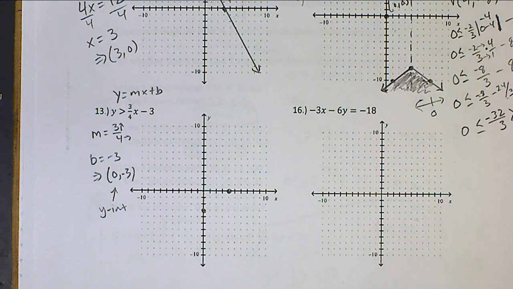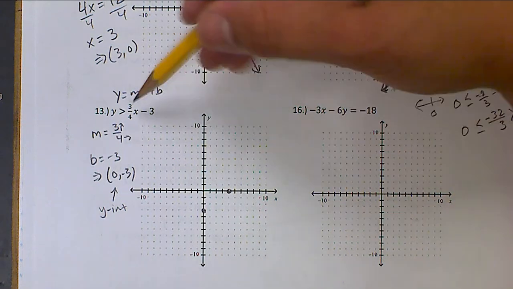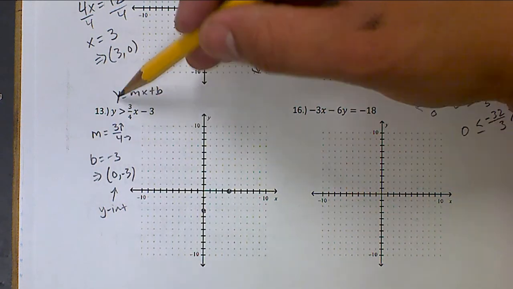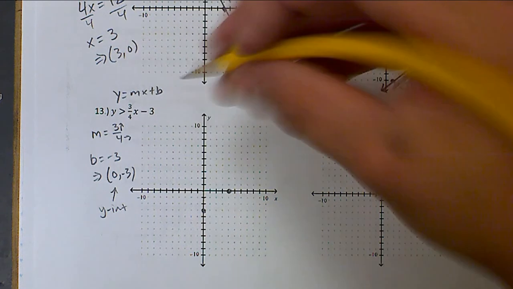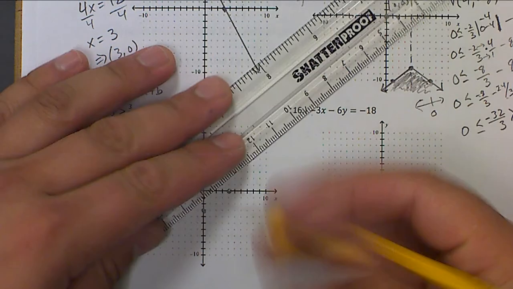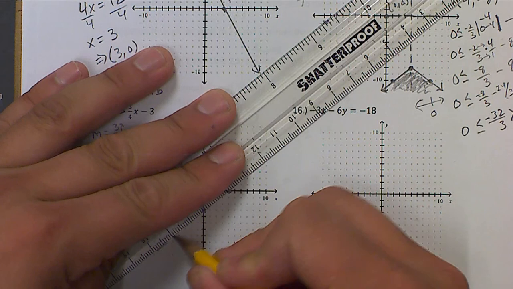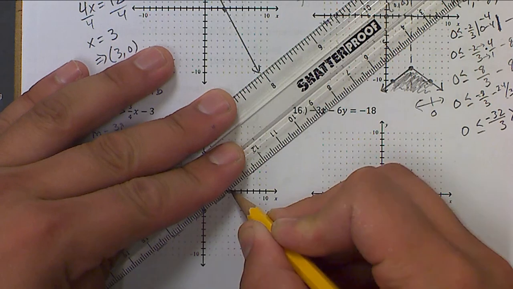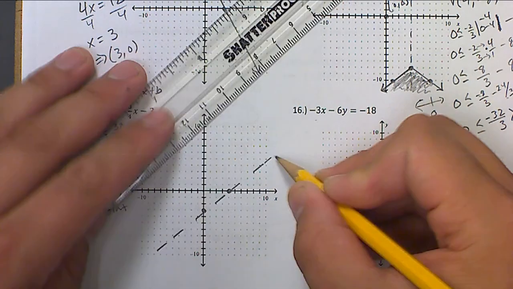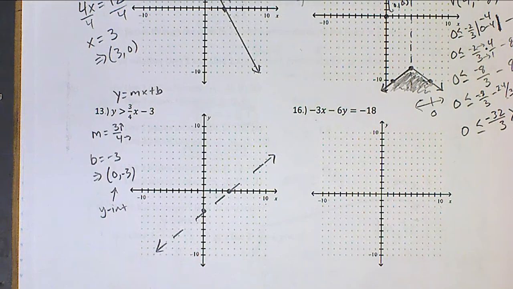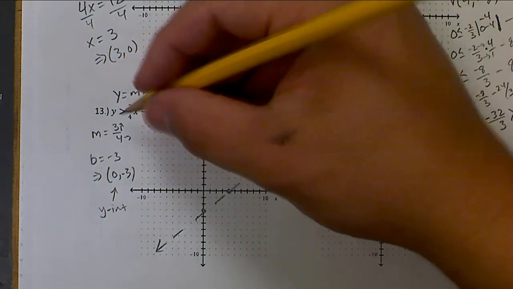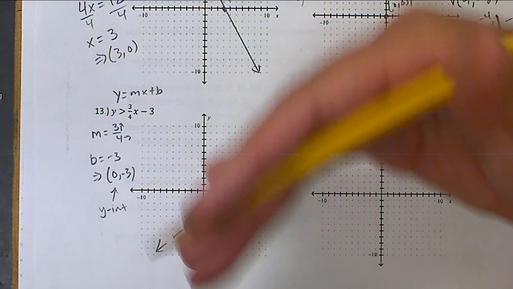Before I start drawing my line, this is an inequality because it has an inequality symbol. This is greater than. We're going to use a dashed line. Okay, so a dashed line, like so. And then looking at the symbol, it's greater than. That means I'm going to shade above the line.